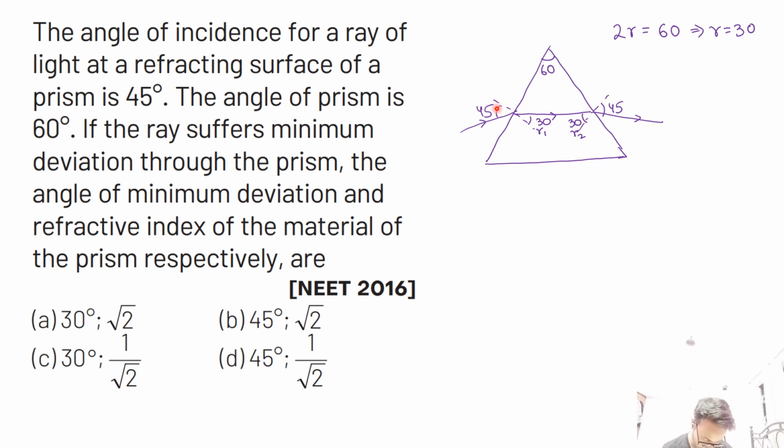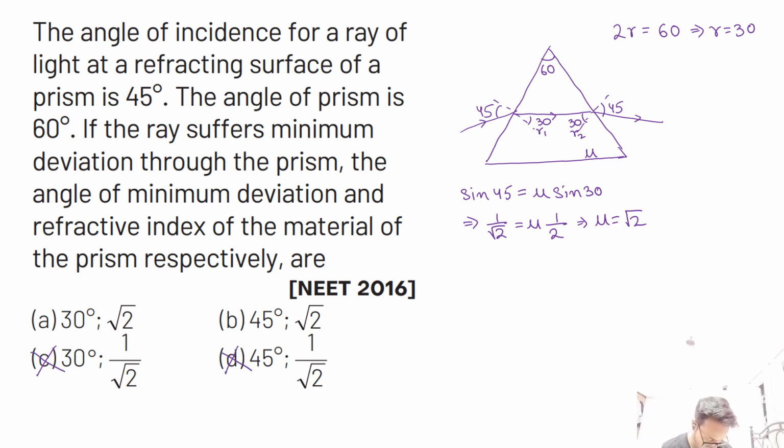Now can I apply Snell's law across this surface? If I apply Snell's law, sine 45, or sine I, is equal to mu, the refractive index of the prism, into sine 30. Sine 45 is 1 by √2, and sine 30 is 1 by 2. So mu is equal to √2. So option number C and D are cancelled.